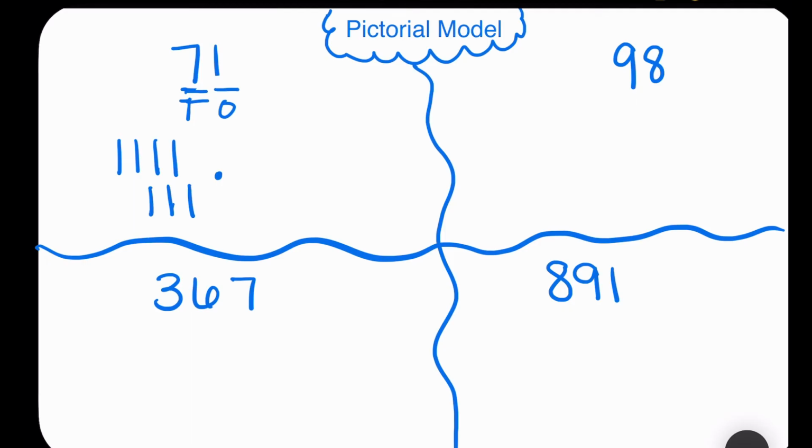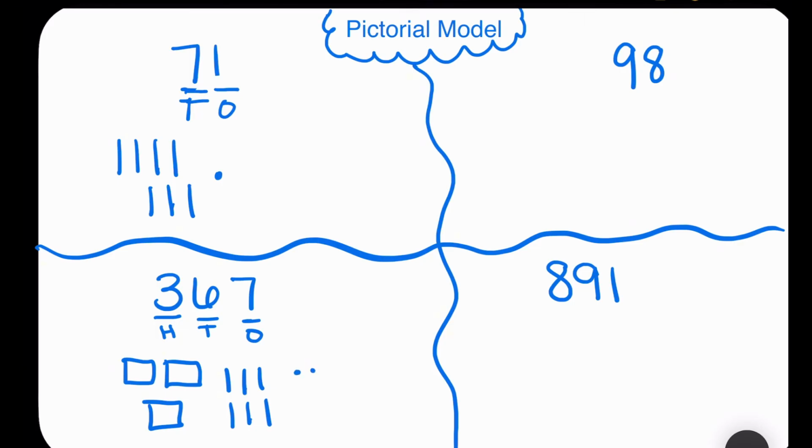Okay, let's do the next example together. The next example has 3 digits. We're moving down. So we have 367. I have 3 hundreds, 6 tens, and 7 ones. So to draw 300, I'm going to have to draw 3 flats. To draw 6 tens, I'm going to have to draw 6 rods. And to draw 7 ones, I'm going to have to draw 7 units. There we go. This is the pictorial model for 367.